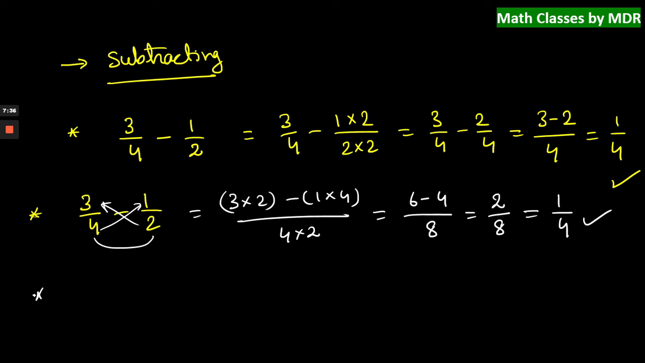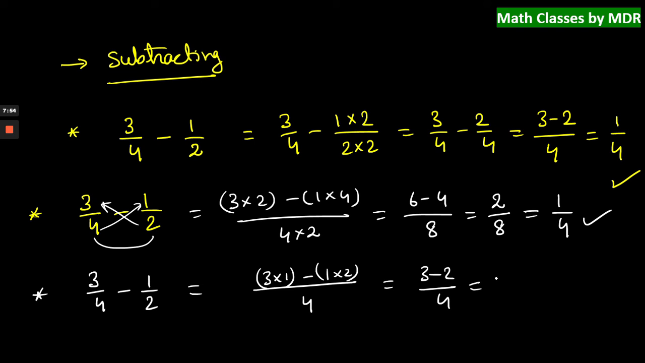Right? What is the third method we can go for? We can take LCM. So we know that LCM of 2 and 4 is 4. So 4 by 4 is 1, 1 into 3 is 3. Minus, so 4 by 2 is 2, 2 into 1 is 2. Therefore, 3 minus 2 by 4, which is equal to 1 by 4. This is another method. Right? So you can use either of these methods to subtract one fraction from another fraction. Let me take one more example.